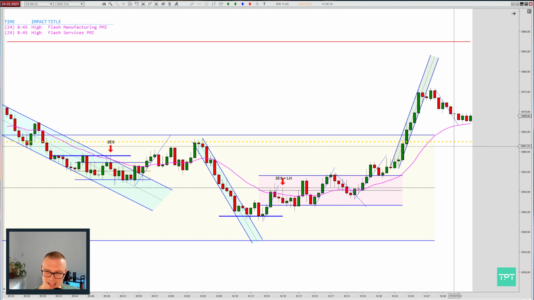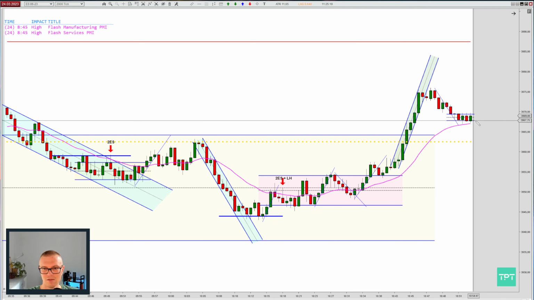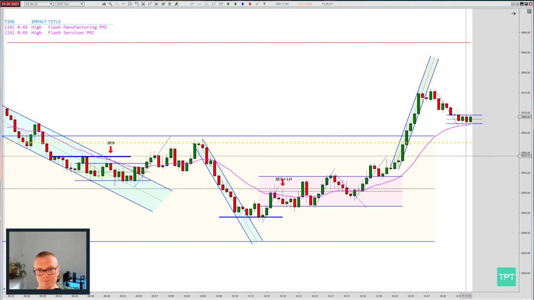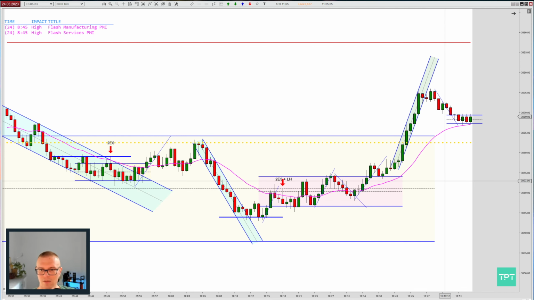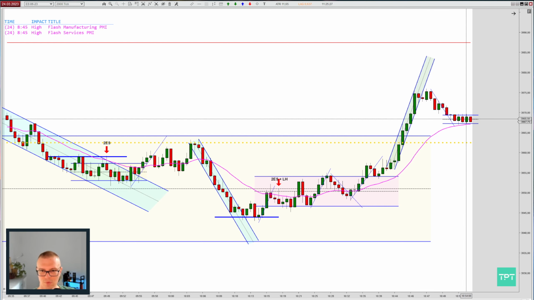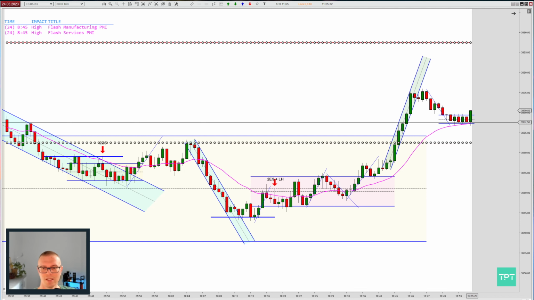Pull back, second entry long, but this is congestion. Look at this. This is congestion. How big is this bar? It's 10 ticks. Cannot take. No trigger anyways. And this is a bar that I would like to see.